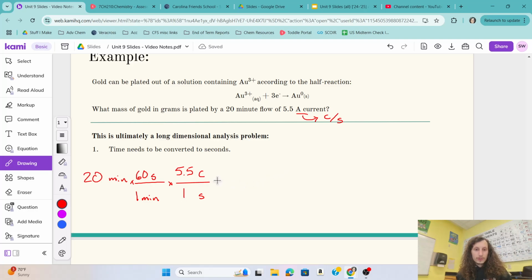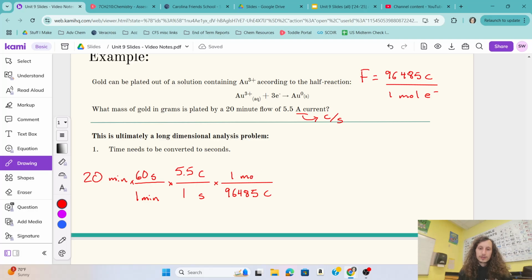Great. What do I do with a coulomb? Well, really, the only other thing I know coulombs show up in is Faraday's constant, which tells me there's this many coulombs in every 1 mole of electrons. Now the coulombs are on the top, so I'm going to put the coulombs on the bottom with Faraday's constant. This is going to leave me with how many moles of electrons. If I stopped here, I'd say, hey, you made, I don't know, 0.2 moles of electrons in this process, but that's not mass of gold.